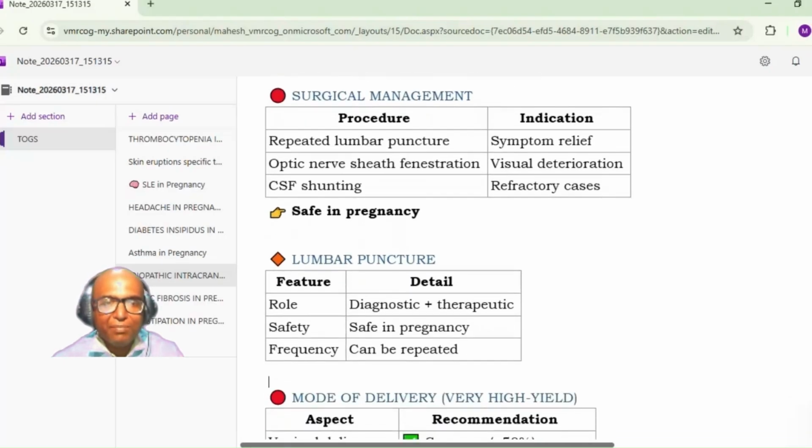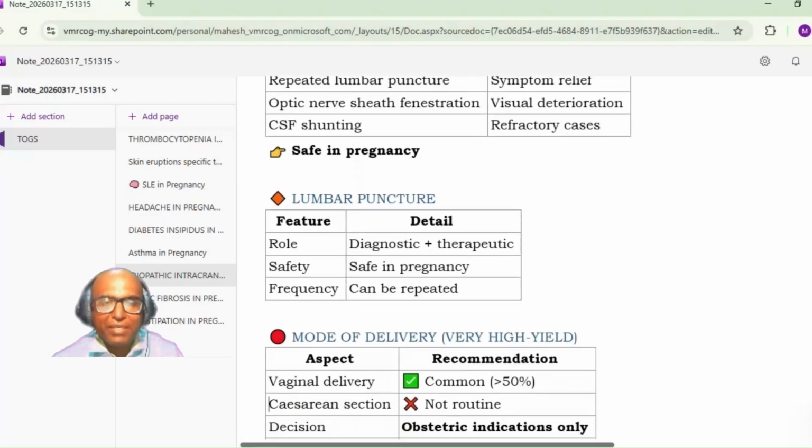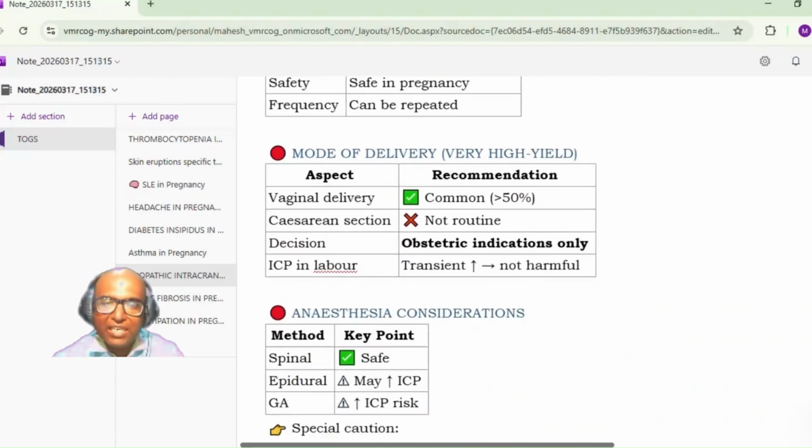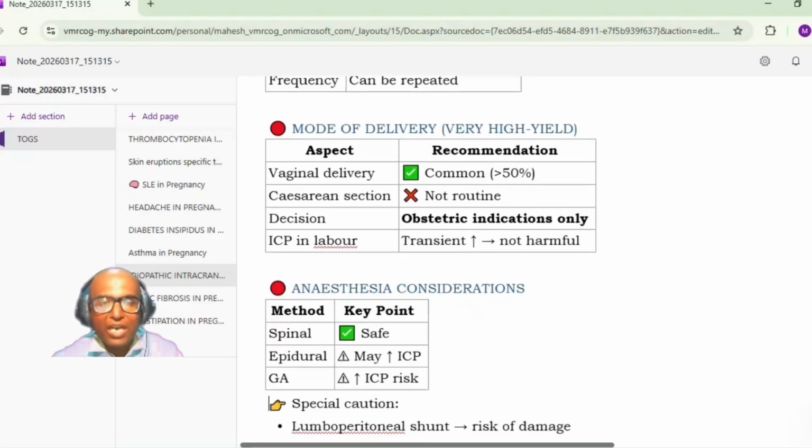Lumbar puncture is safe in pregnancy. It has a diagnostic as well as therapeutic role, because CSF composition will be normal here in IIH. It is safe in pregnancy. It can be repeated. Mode of delivery is vaginal delivery. In more than 50% of cases, the patient can deliver vaginally. Caesarean section is not indicated. The decision is for obstetric indications only. And intracranial pressure in labor has a transient increase, but it is not harmful.